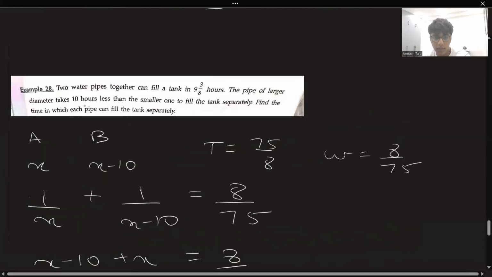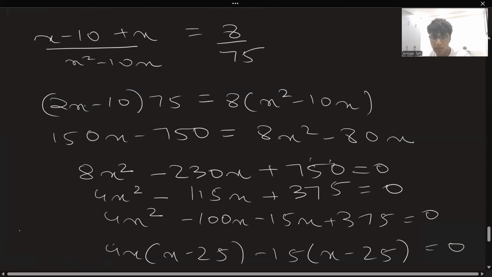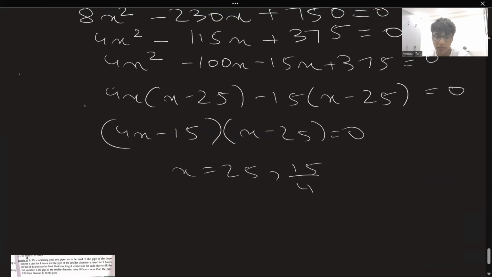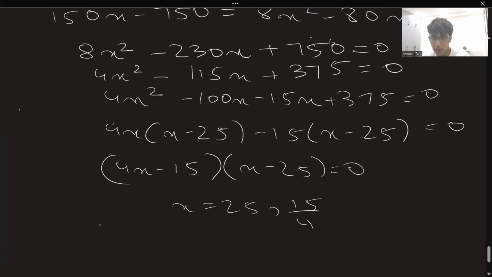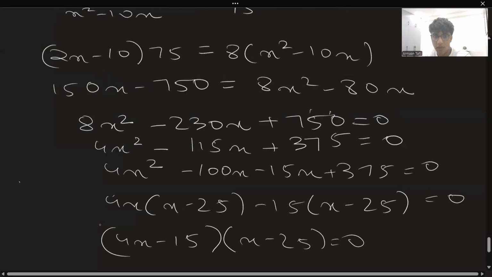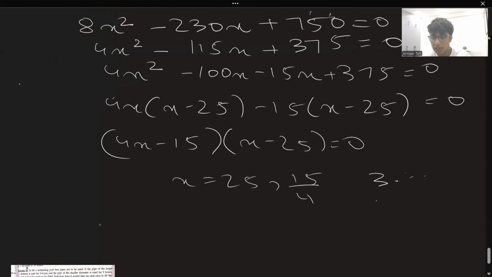But now what have they told us? They've told us the time in which each pipe can fill the tank separately. So if we've taken the time taken for A as 25 hours, right? And the other one was supposed to be 10 less. Now what is 15 by 4? 15 by 4 is roughly 3.6, or something around that, 3 point something. But we took one tank as X and the other tank as X minus 10. That means tank B, according to this, would be 3 minus 10. Once again, time cannot be negative. So we can eliminate this option.